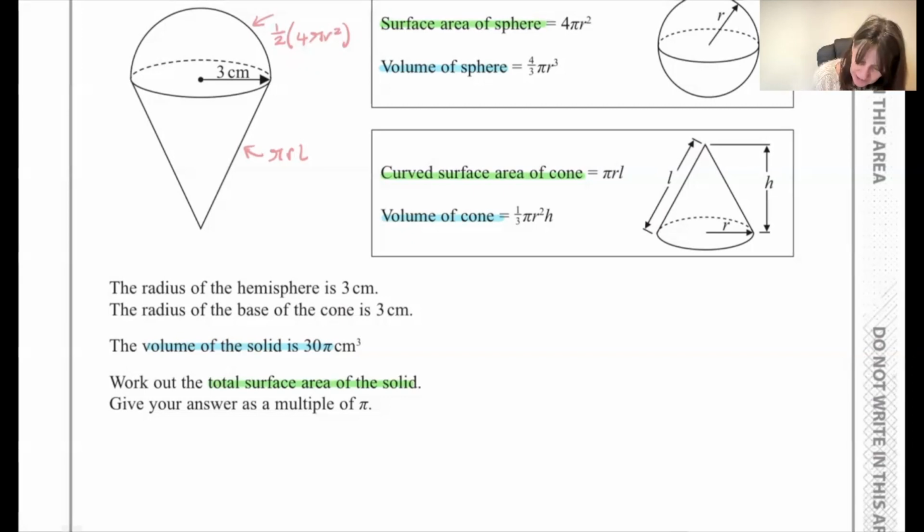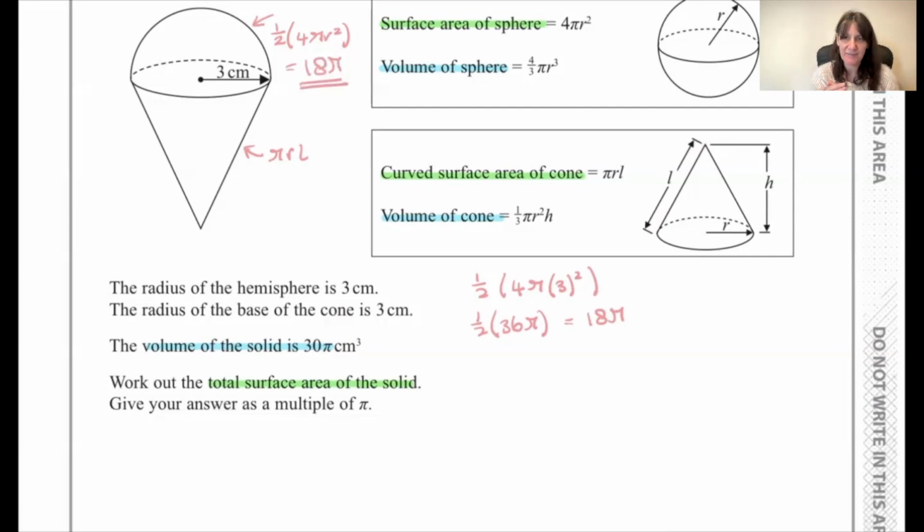So the maths we've got here is a half 4 pi radius squared. 3 squared is 9. 9 fours are 36 pi, and a half of 36 is 18 pi. So 18 pi is that part of my answer. I'm now going to put my effort into finding L. And this is where the volume of the solid being given to us is essential. We're going to be able to work our way back to a value that's going to help us.